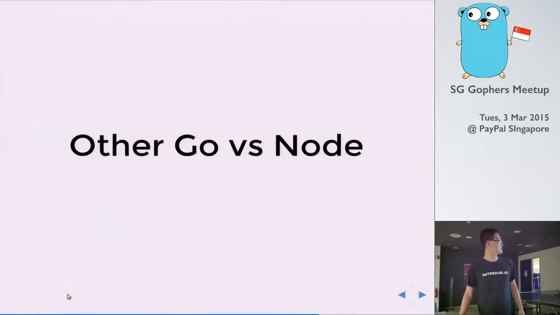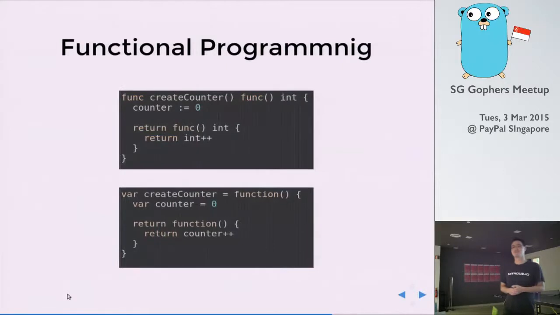So just to quickly go through some of my other comparisons of Go with Node. One thing I really like about Go is that it allows functional programming in a statically typed language. Here on the top is a Go program that creates a closure that keeps counting up a counter, and below that is a JavaScript counterpart. You can see that both of them are pretty similar. So you can create this kind of closure function very easily.